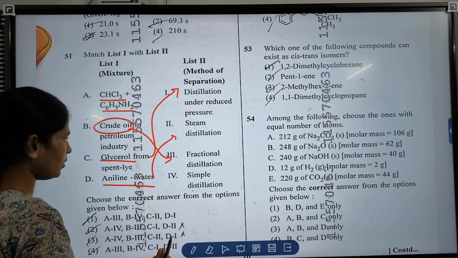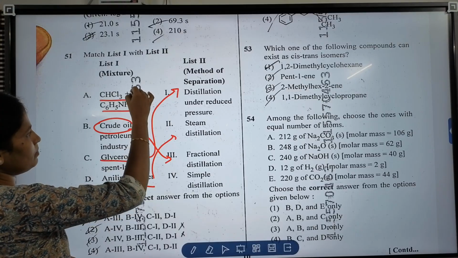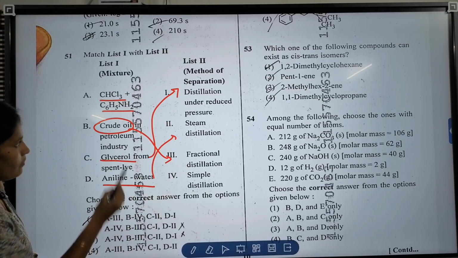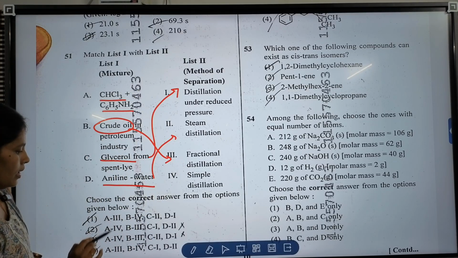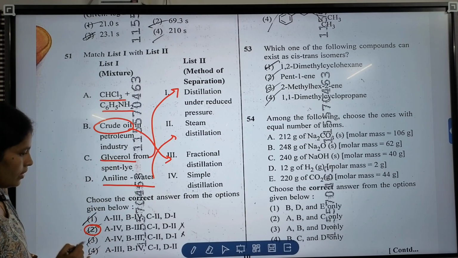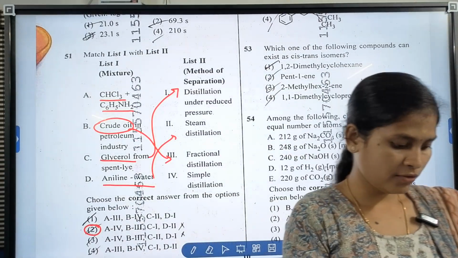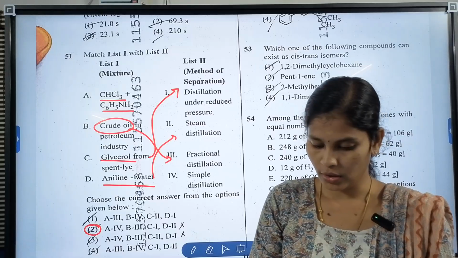With that, you can go with the answer. A will be 4th, B will be 3, and then C will be 1st. Okay, so we can go with the second option, right? Fine. So the next question now.